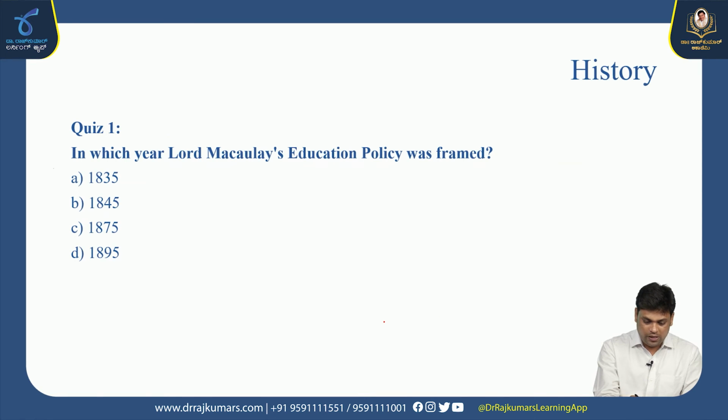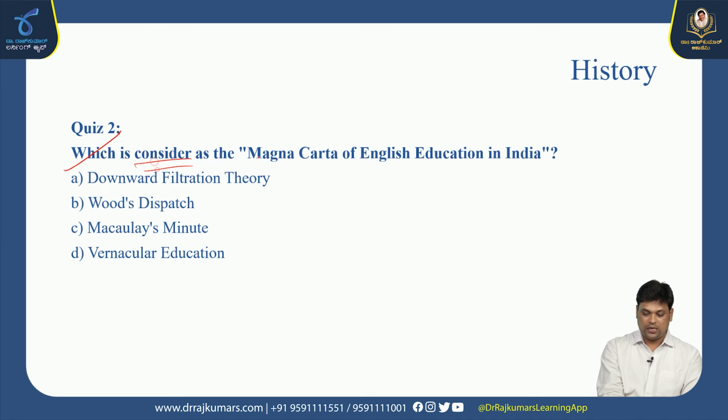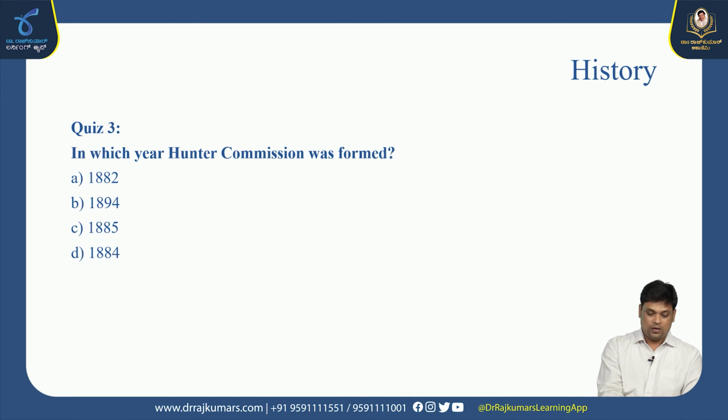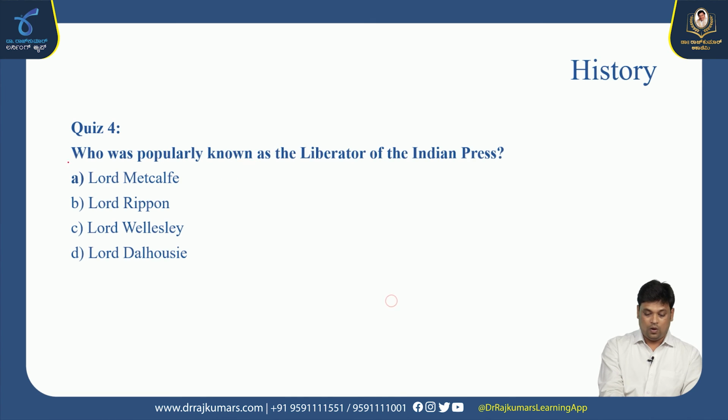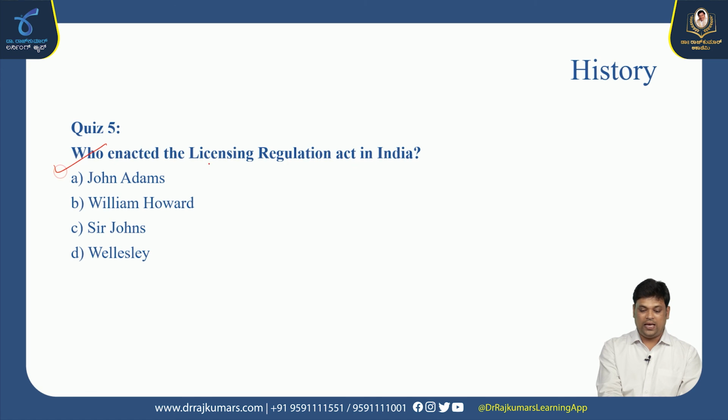Okay. So, based on the topic, in which year was Lord Macaulay's education policy framed? In the year 1835 it was framed. Which is considered the Magna Carta of English education in India? That is Wood's Despatch, Sir Charles Wood. In which year was the Hunter Commission formed? 1882. Who was the popular personality known as the Liberator of the Indian Press? Lord Metcalfe. Who enacted the Licensing Regulation Act in India? John Adam. He is responsible for the Licensing Regulation.